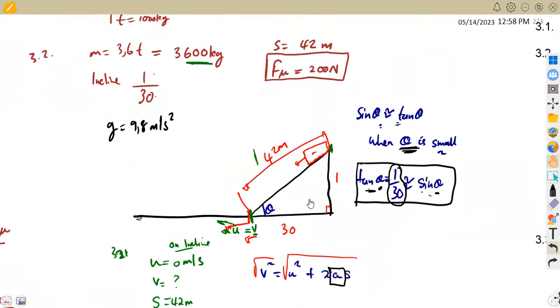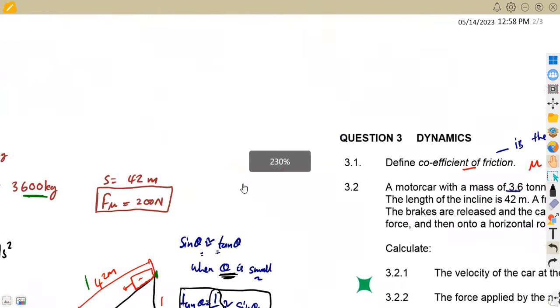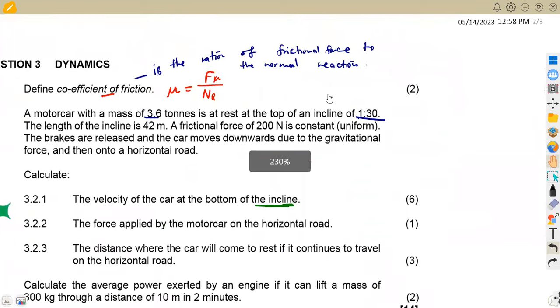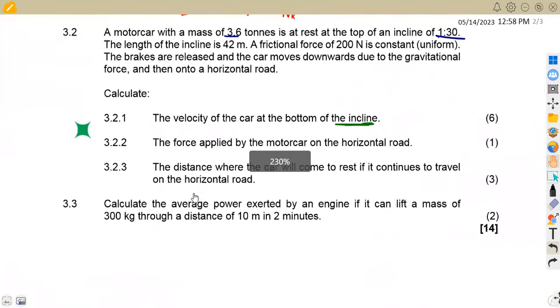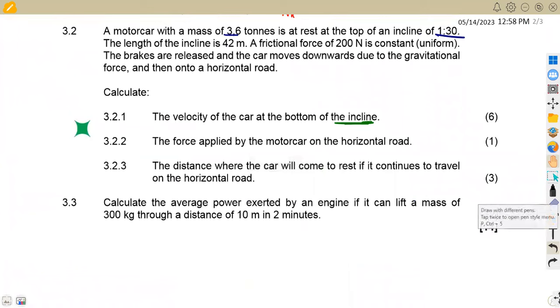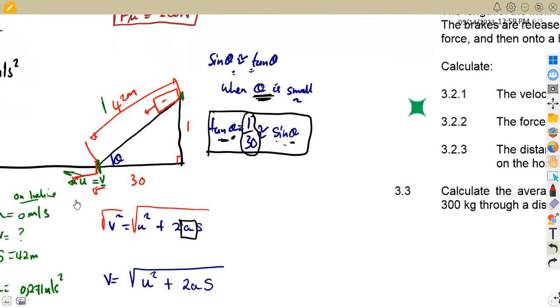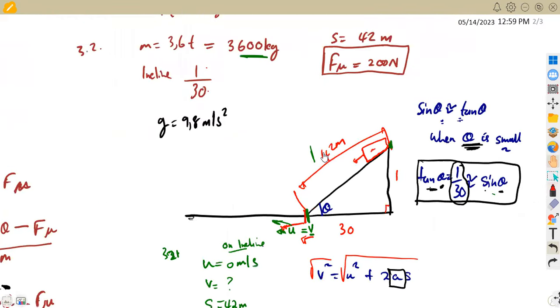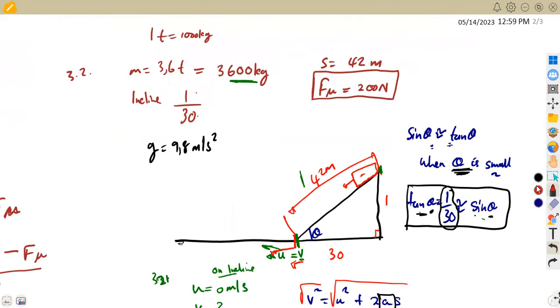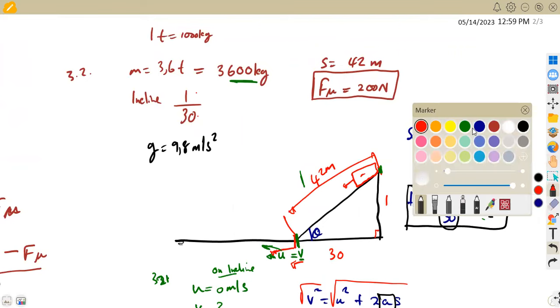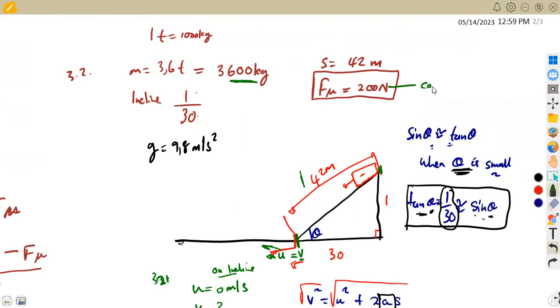All right. So let's check what we are given on the other part of the question. We are now given this time the applied force. Take note, this is not just applied force, but now it's on the horizontal road. We are now dealing with the horizontal road. So what do we have on the horizontal road? Remember that we are given a frictional force here, which is constant, which is uniform throughout.